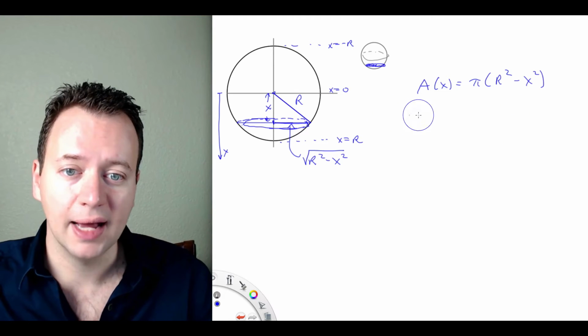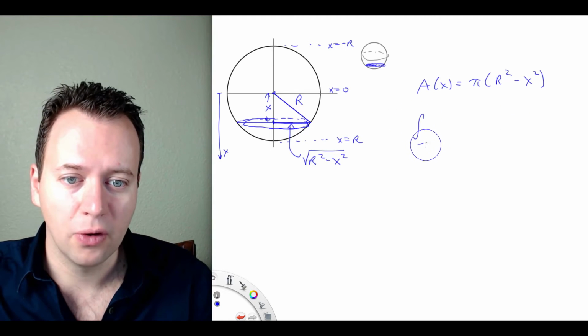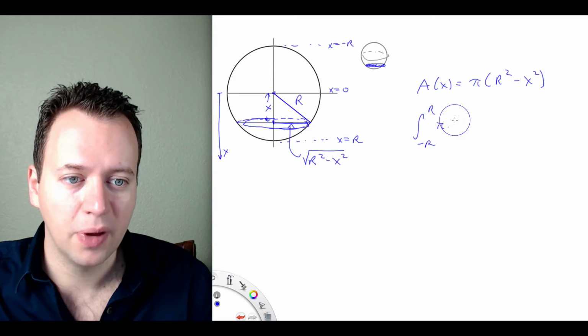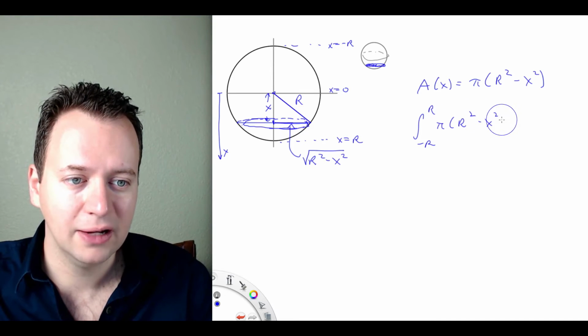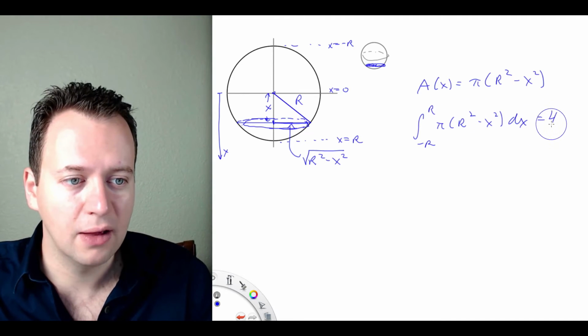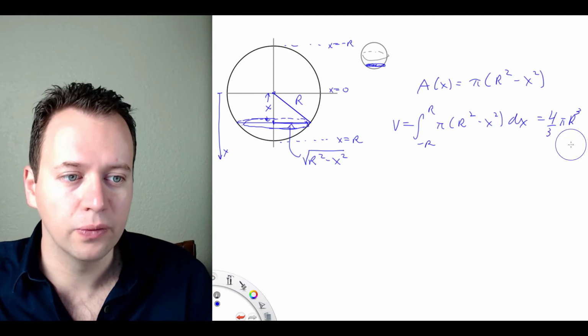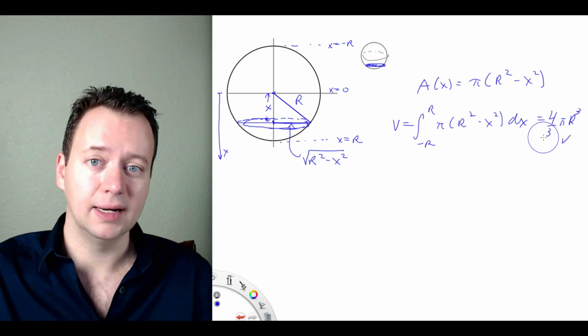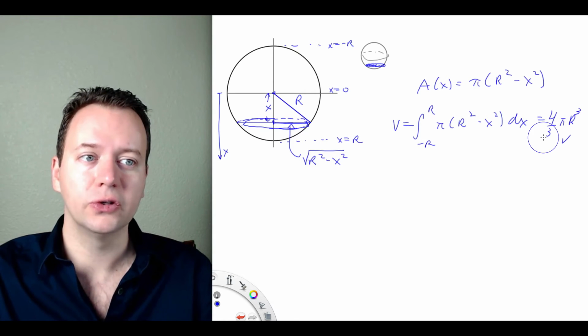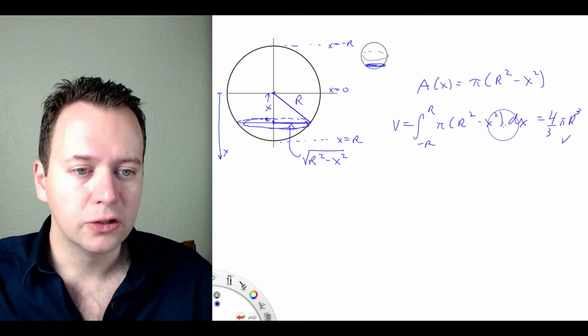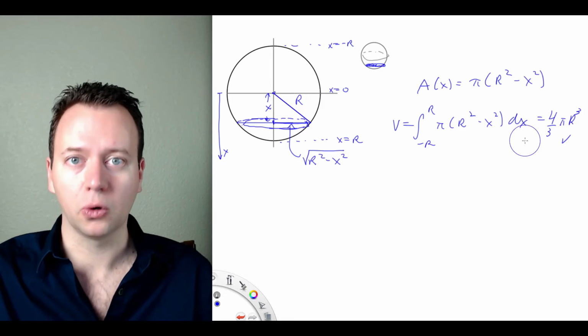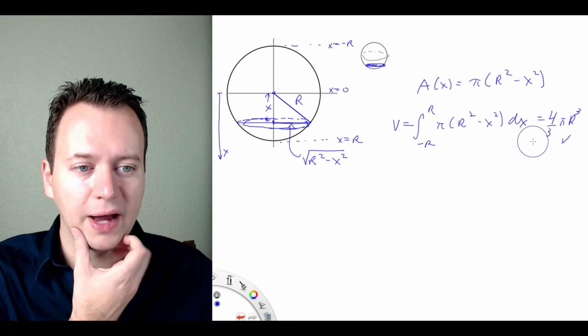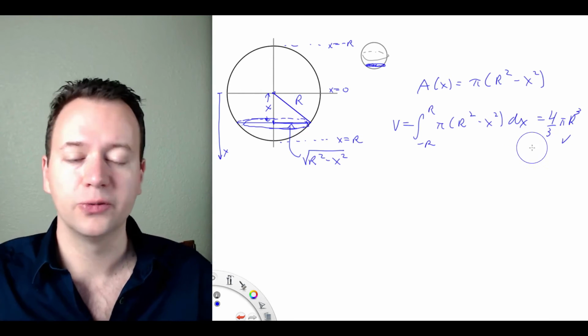Now you can check: if you integrate from minus r to r of pi times r squared minus x squared dx, you should get 4/3 pi r cubed. That confirms the way we set it up, because that recovers the total volume of the sphere. If you work this integral out, which I encourage you to do, you can pause the video and work it out on your own, you should get 4/3 pi r cubed.